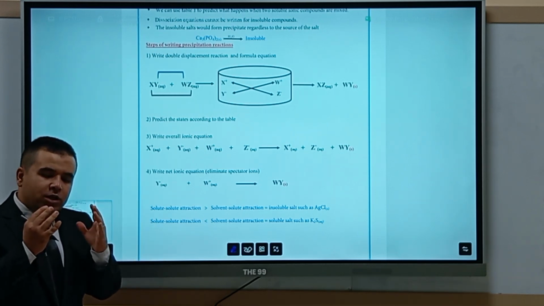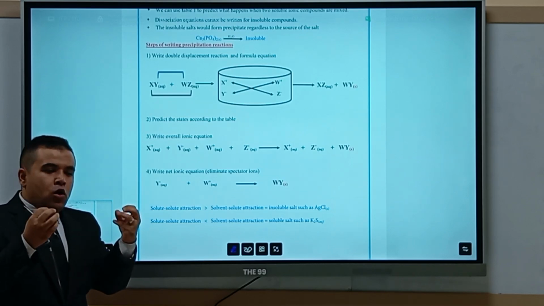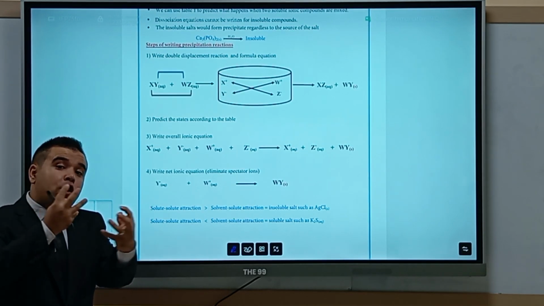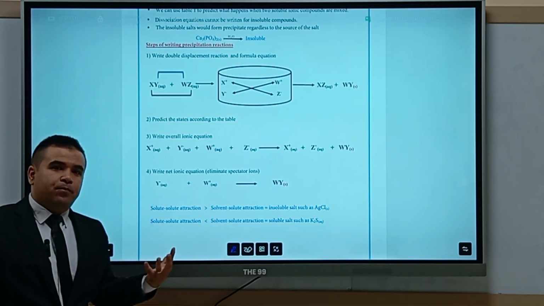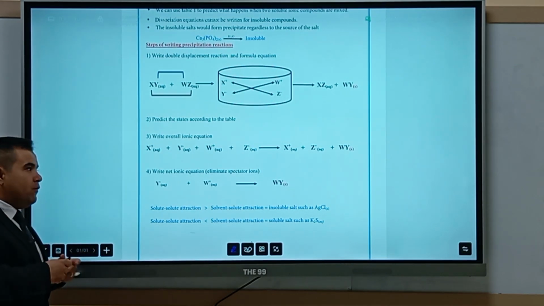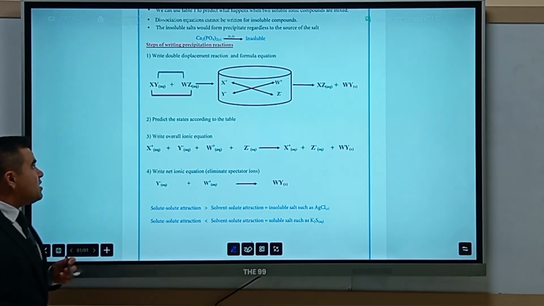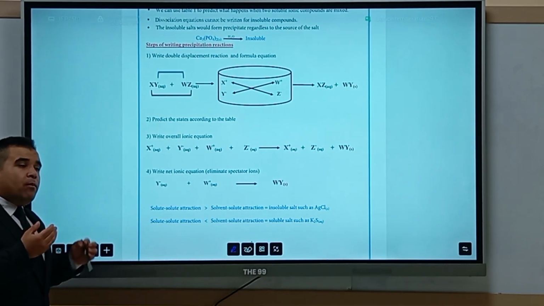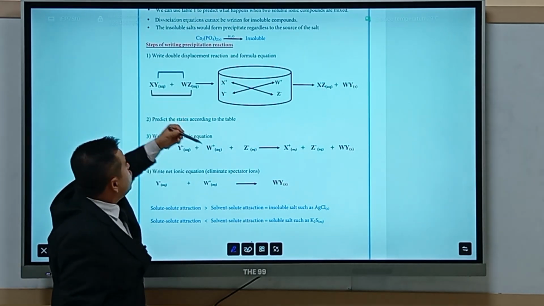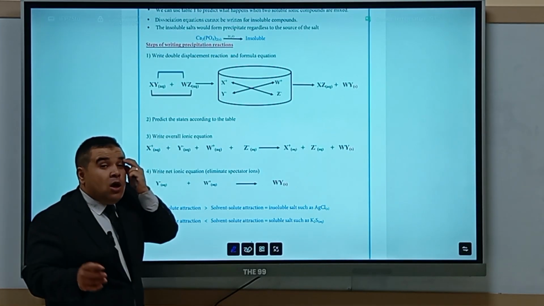By a double displacement reaction, we mean a reaction between two compounds in which there is switching between the two ions of each compound with the other. The reaction between two salts is that type of reaction, which we call the double displacement reaction or replacement reaction. How do we form a double displacement reaction, guys? Here the general representation is XY plus WZ.